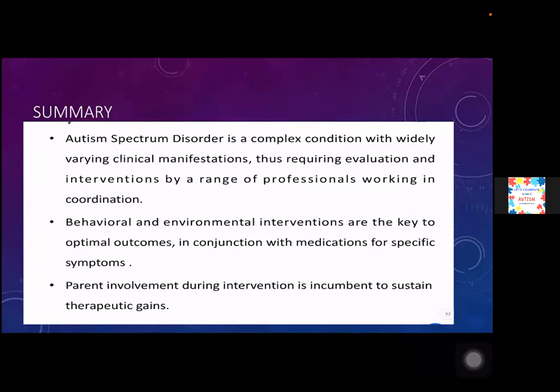In summary, autism spectrum disorder is a complex condition with widely varying clinical manifestations, thus requiring evaluation and interventions by a range of professionals working in coordination. Behavioral and environmental interventions are the key to optimal outcomes, in conjunction with medications for specific symptoms. Parent involvement during intervention is important to sustain therapeutic gains. So this was in short regarding what is autism.